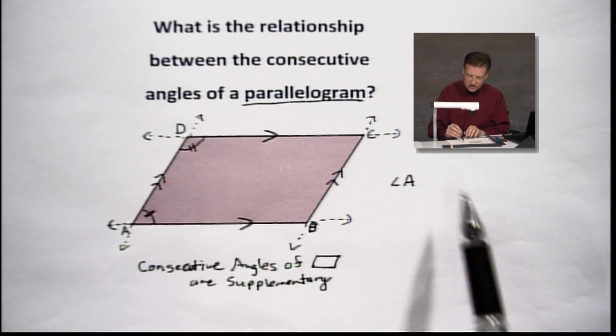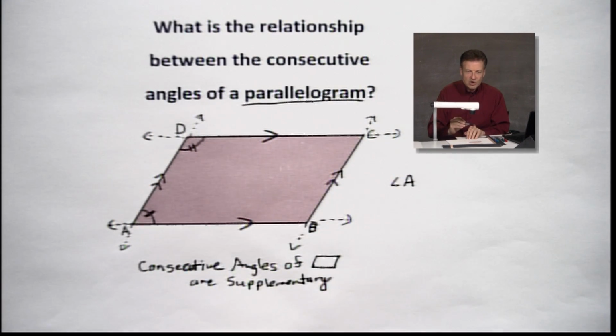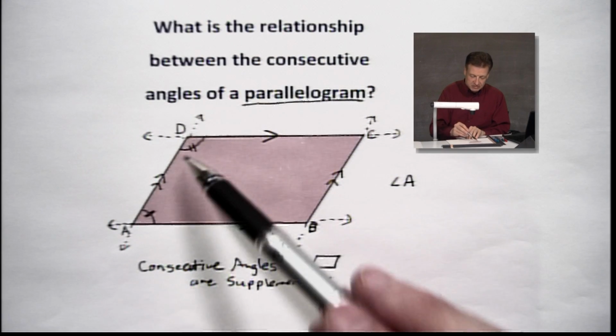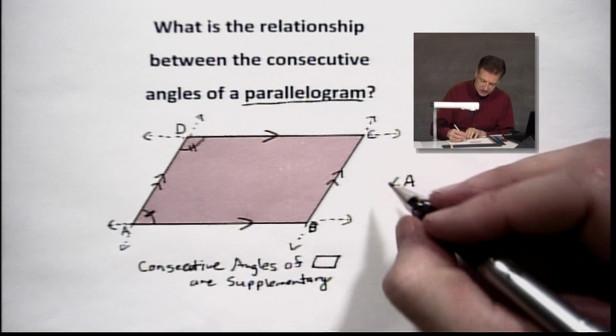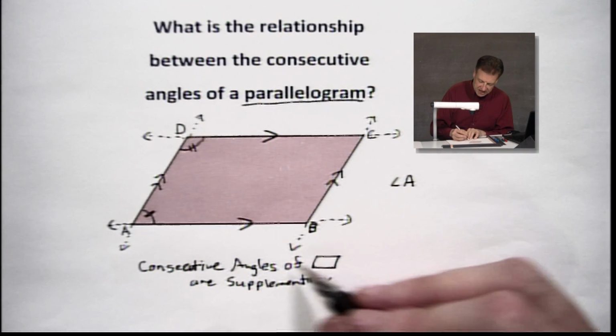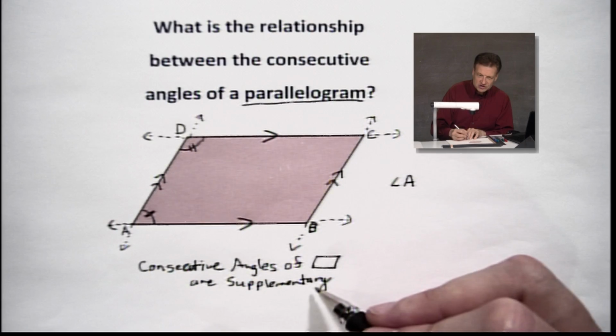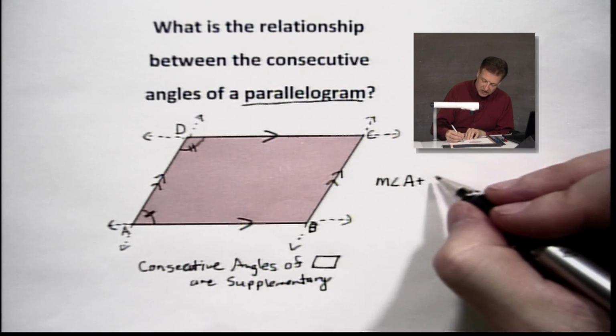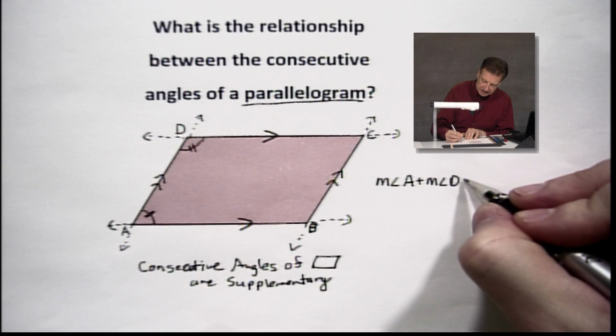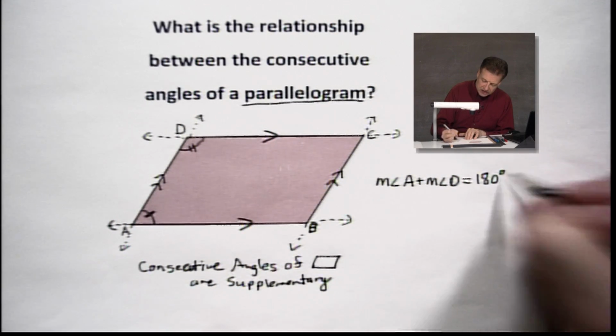Remember, we said earlier that A and C were going to be congruent because they're opposite angles. We said B and D were going to be congruent because they're opposite angles. But A and D certainly are not congruent. And so here's the deal. Since consecutive angles of a parallelogram are supplementary, the measure of A plus the measure of D adds up to 180 degrees.